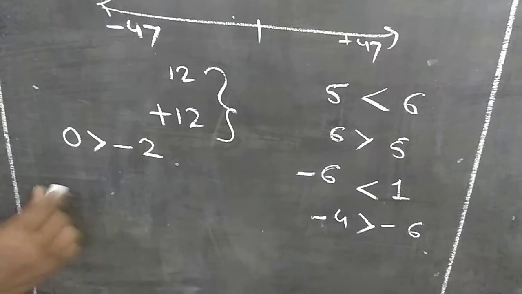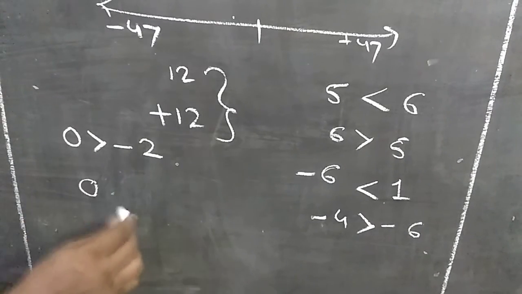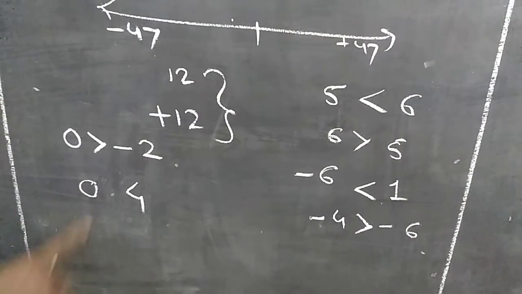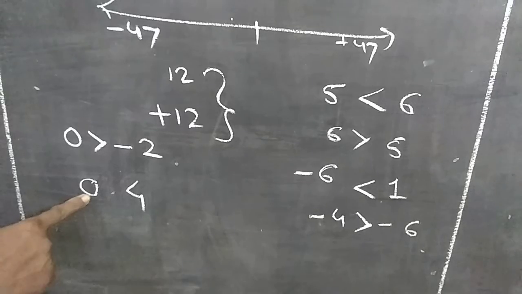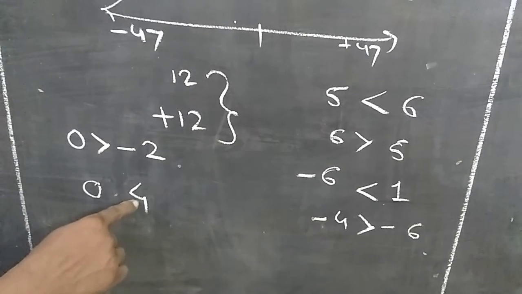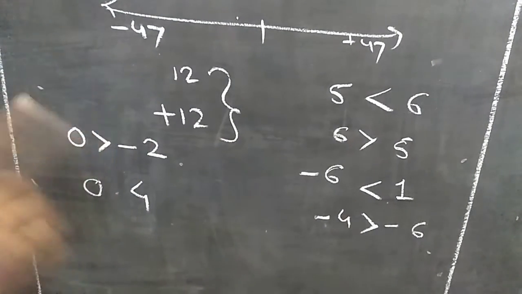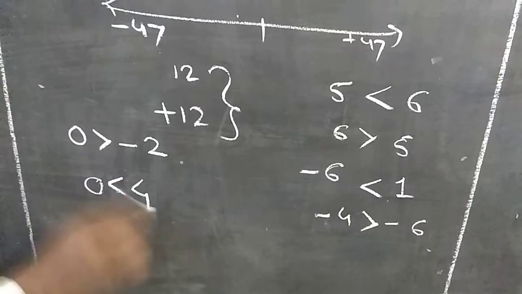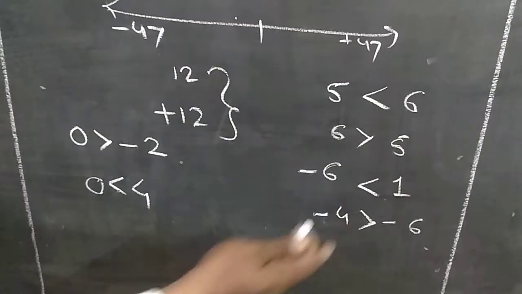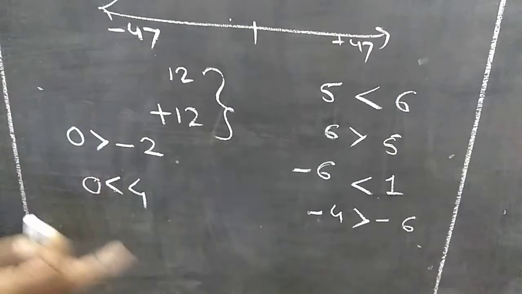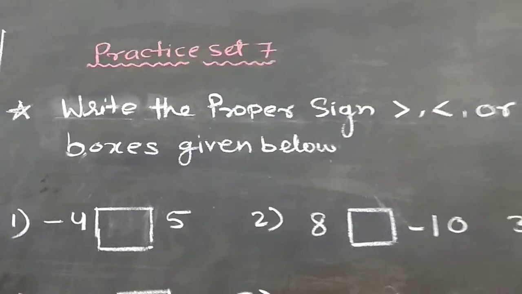Now come to your last part here. If 0 is there and here 4 is there. So 0 is signless and 4 is plus 4, meaning a positive number. A positive number always has a greater value than 0. Okay, so this topic we have already discussed in the previous part. So based upon this, here we have to solve practice set 7.